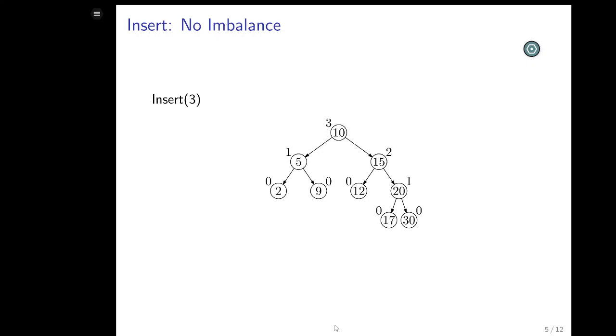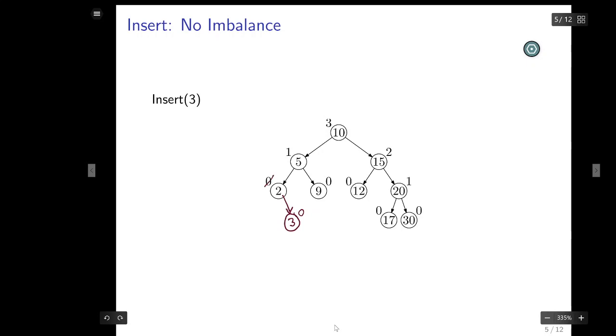So I come along with 3 and I compare it to 10 and it says smaller. So it goes down here to 5 and I compare 3 with 5 and it says smaller. And I go down to 2 and I say 3 compared with 2 is bigger. So I stick 3 on the bottom here. And now I follow the rule of assigning it a height of 0 and then going back up to update the heights of the nodes and check for imbalance.